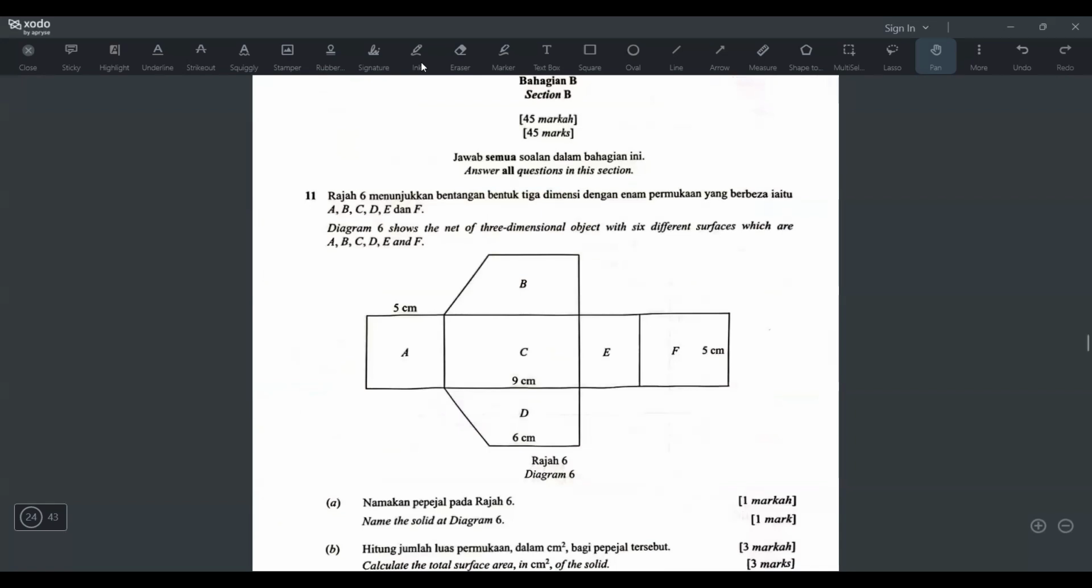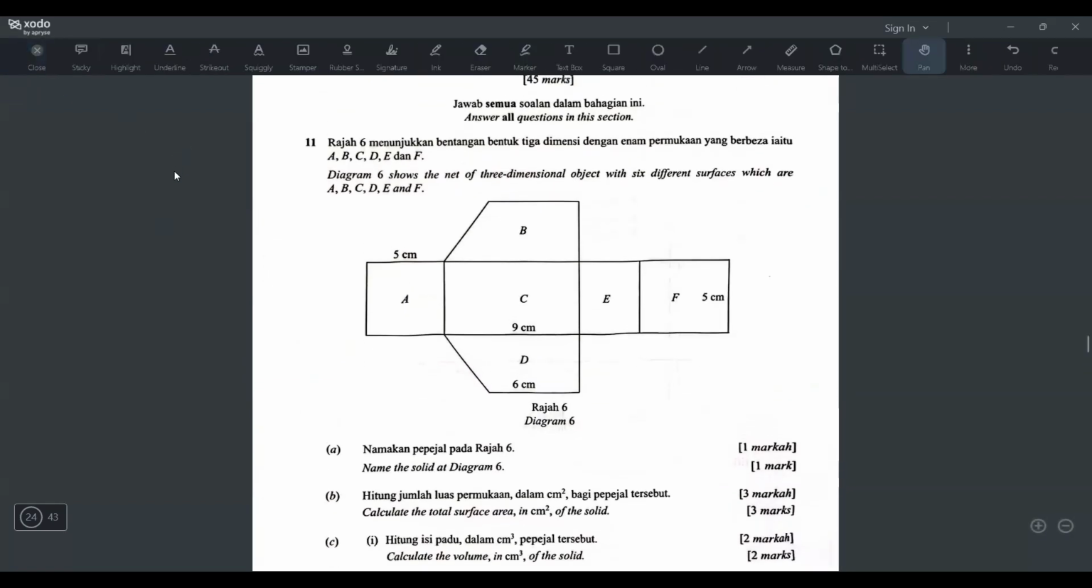Okay, I want to continue with section B. Let's see. Answer all questions in this section. Okay, no problem. Let's do 11. Diagram 6 shows the net of a 3D object. Okay. Net means like you open up the 3D shape.